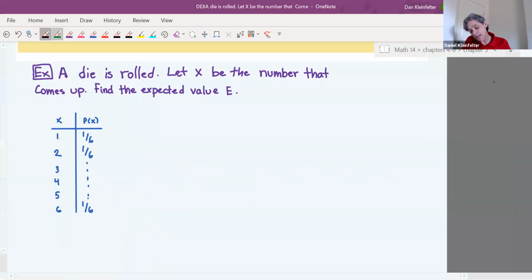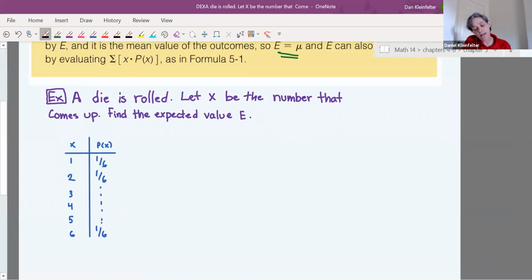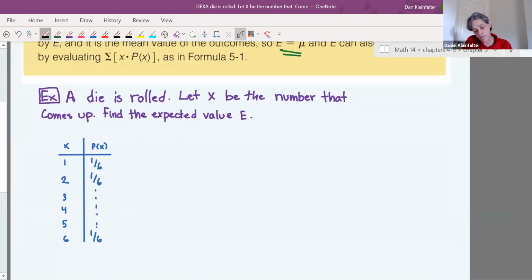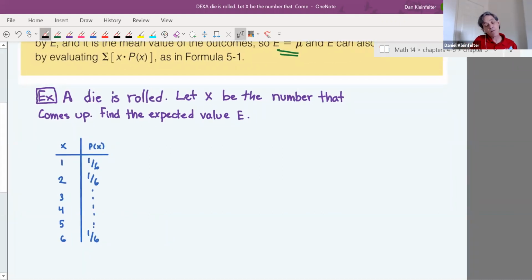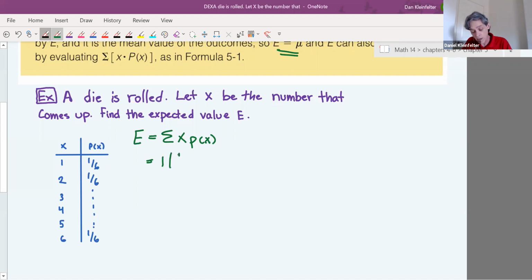Suppose that we roll a die. We're going to let X be the number that comes up. Just the usual die that you play Monopoly with. We want to find the expected value E. So you find the sum of the x's times the p of x's. So here our x value, 1 occurs with probability 1/6, 2 occurs with probability 1/6, and so on up to the outcome of 6, which occurs with probability 1/6.